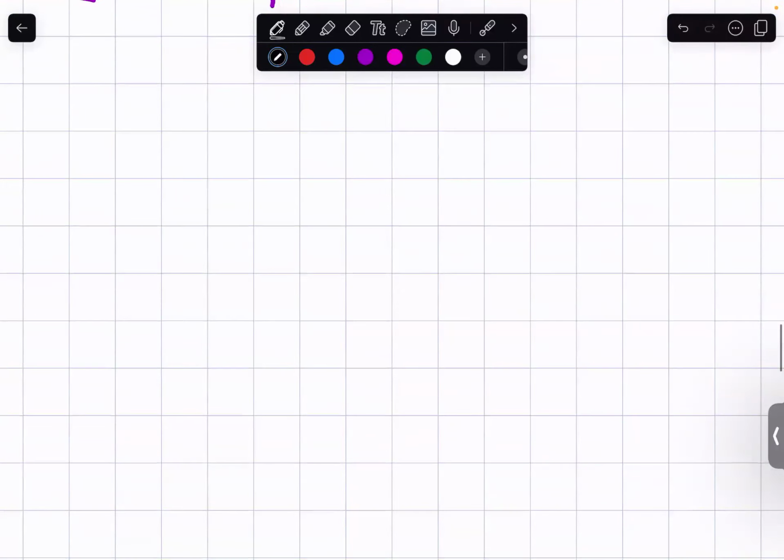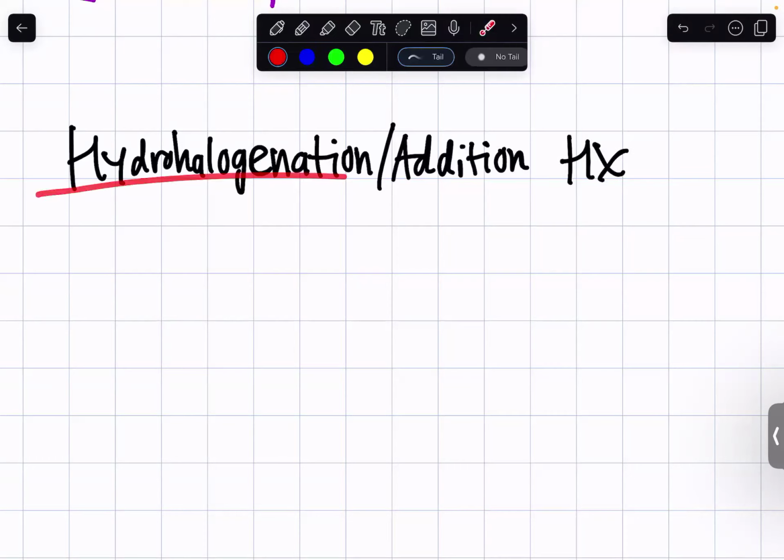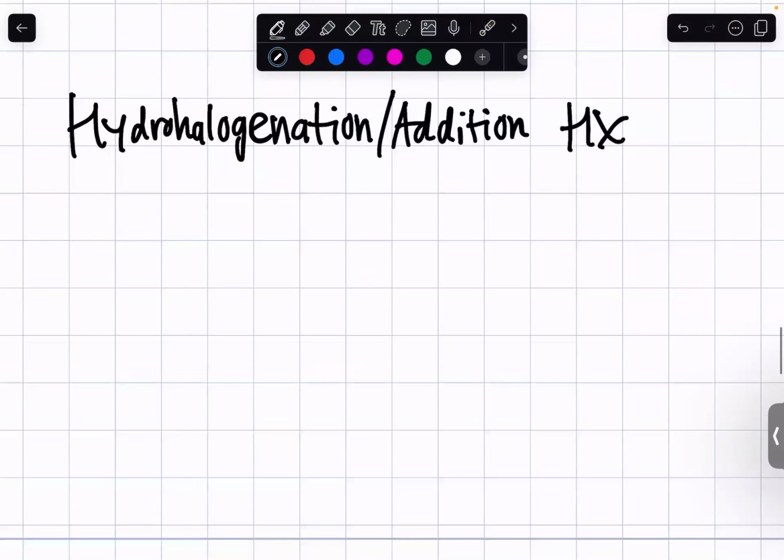So the next thing is the hydrohalogenation, or addition of HX. Pascal says addition of HX, but it's also called hydrohalogenation, just in case you want to look it up. Before we go over that reaction though, let's go over some alkene stuff that's going to be fundamental for all these reactions.